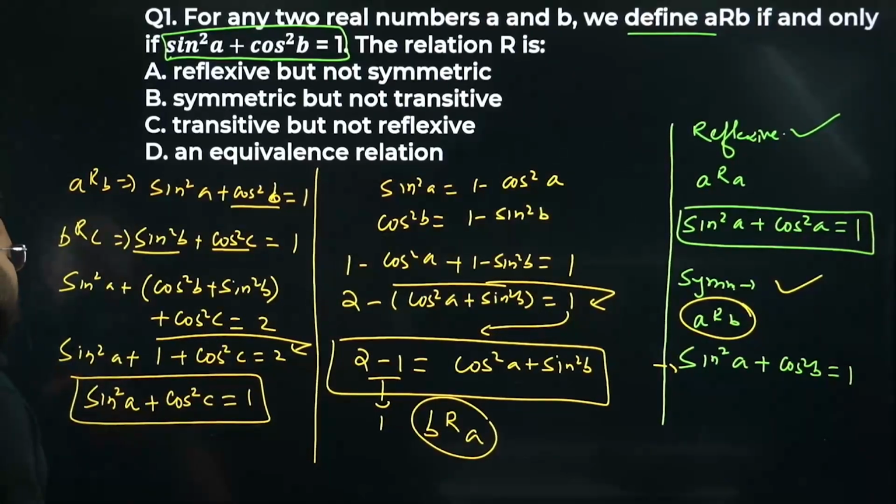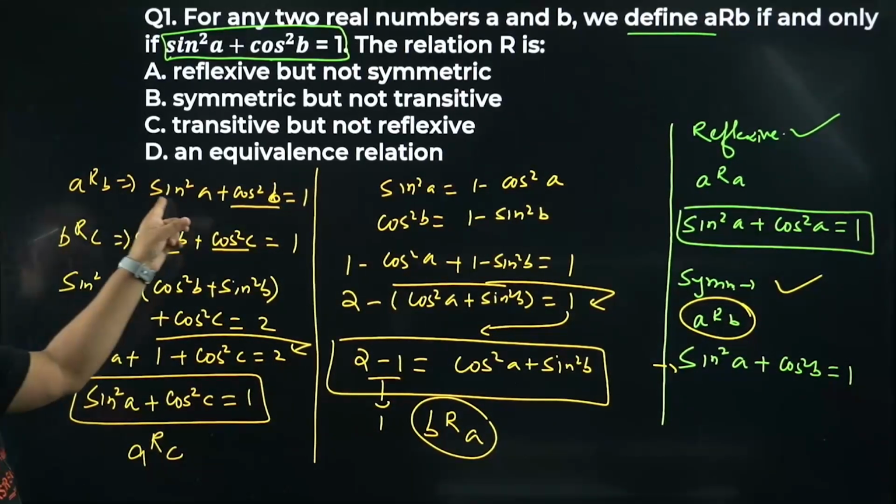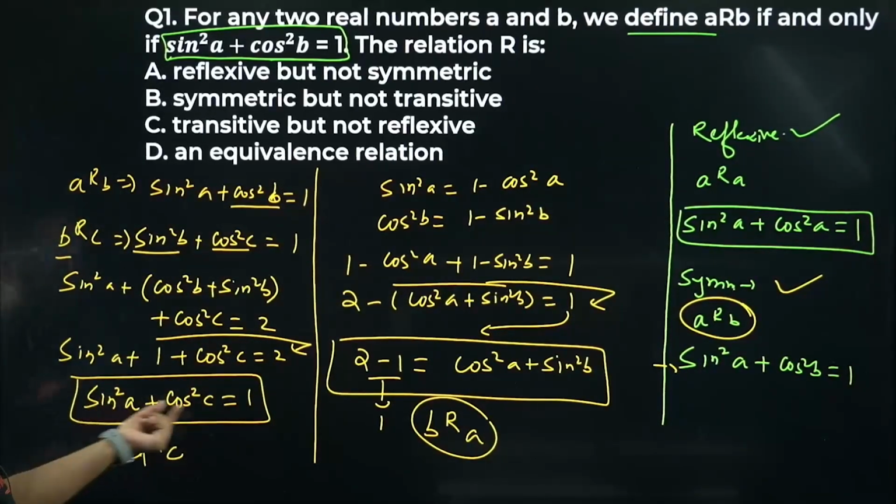Please check: sin square A plus cos square C. What am I getting from here? When it is ARB, sin square A plus cos square B. BRC, sin square B plus cos square C. Sin square A plus cos square C, that is ARC.